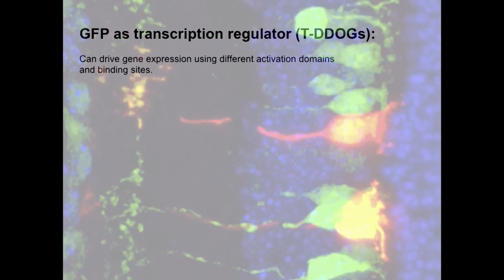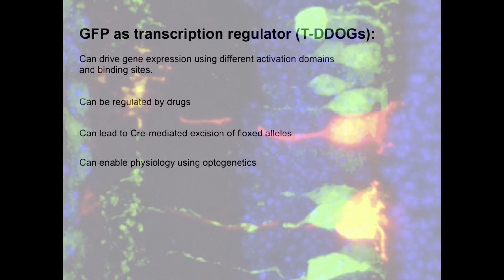So to summarize the T-dog portion, so T-dog for transcription dependent upon GFP, the system can drive gene expression, and we can use different transcription activation domains, dialing it up or dialing it down, depending on the activation domain. One can use a variety of binding sites. I showed you TET and GAL4, but you can extend it to others. It can be regulated by drugs. I showed you that with the TET system and doxycycline. It can lead to Cre-mediated excision. I didn't show you that, but instead of tomato or channel rhodopsin, the output gene can be Cre, in which case it can then excise floxed alleles or Cre-dependent alleles. I showed you some of the results from Botan's lab. One can use an optogenetic system, and it works across species.